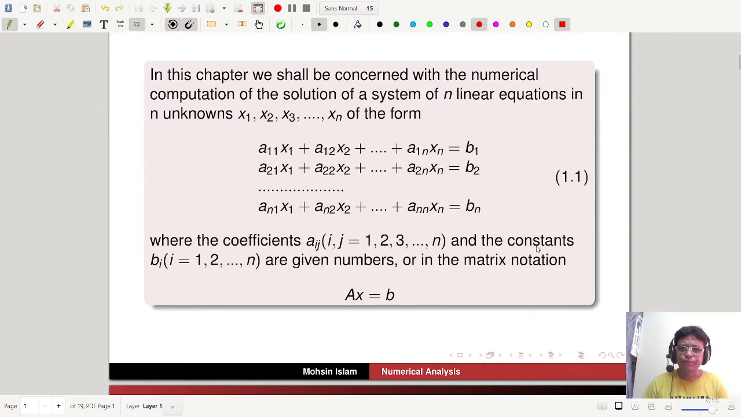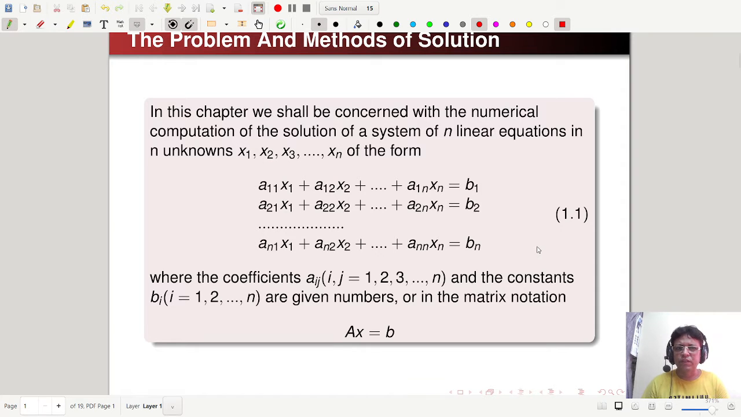So in this chapter, we shall be concerned with the numerical computation of the solution of a system of n linear equations in n unknowns of the form 1.1. This system of equations is known to us. We had a discussion in the previous class also. These are the system of n linear equations in n unknowns, where the coefficients aij and the constants bi are given numbers, or in the matrix form notation.